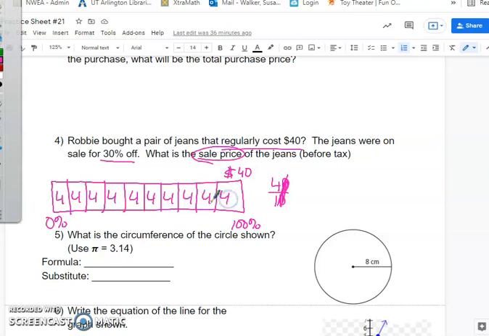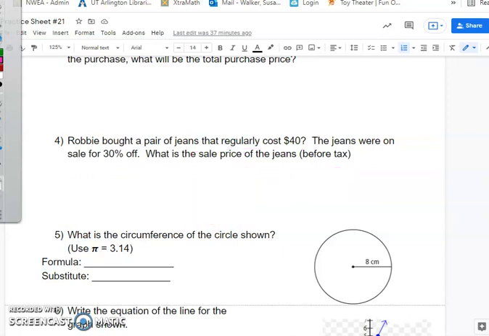So all of these 4s: 4, 8, 12, 16, 20, 24, 28, 32, 36, 40. They add up to 40. And it's 30% off, so each section is 10%. So 10%, 20%, 30%. You have to figure out how much that is: 4, 8, 12. So guys, it's $12 off. You need to figure out 40 take away 12. Last problem for this video.